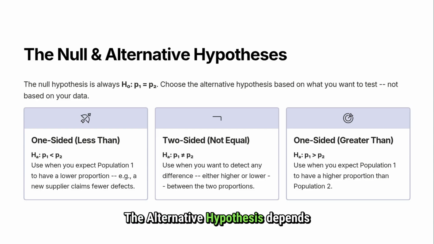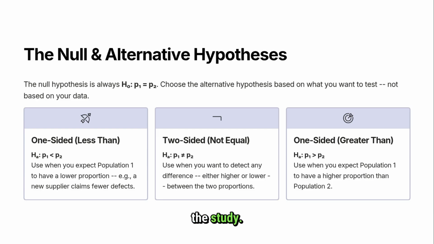The alternative hypothesis depends on the objective of the study. A one-sided less than test is used when you expect population 1 to have a lower proportion than population 2, such as when a new supplier claims to have fewer defects. A two-sided test is used when you want to determine whether any difference exists between the two populations, regardless of direction.